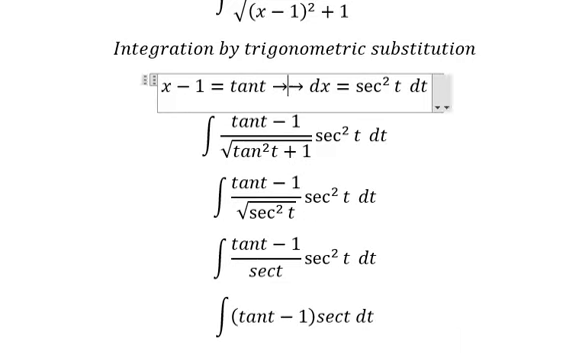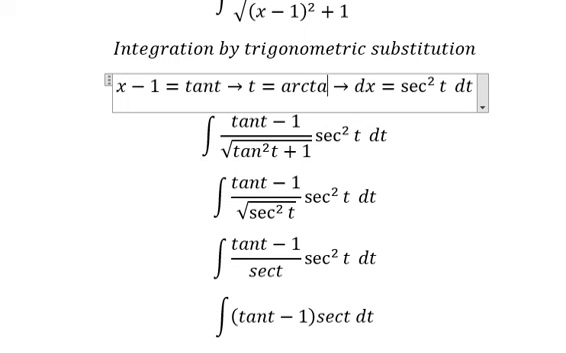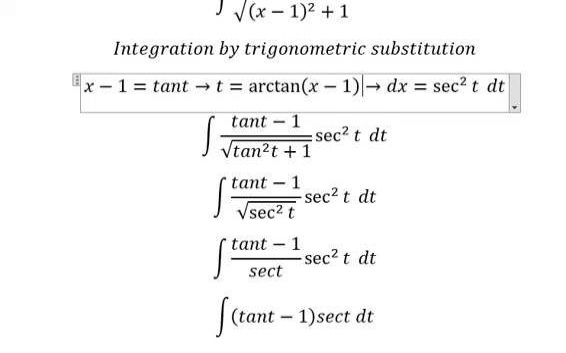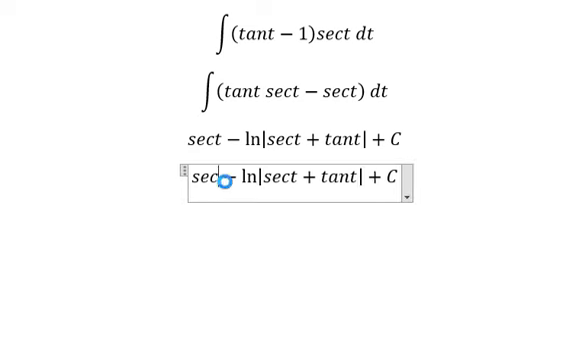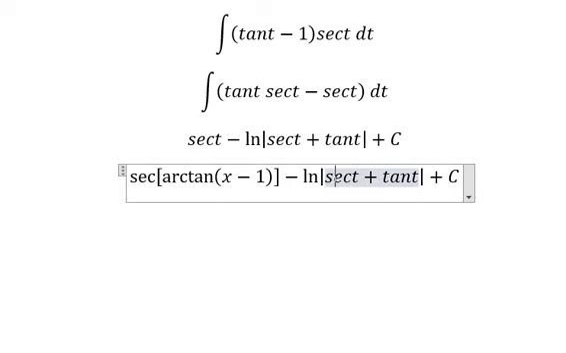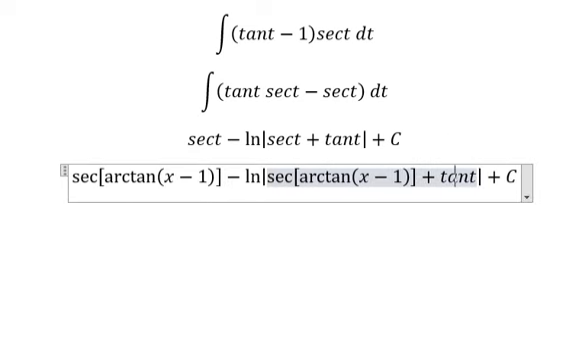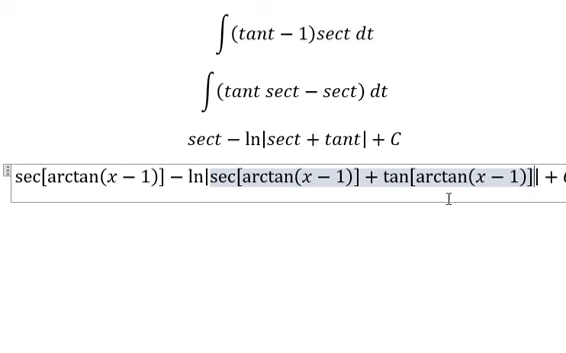So we have t equals arctan of (s minus 1). And now we need to change this one for t. So tan with arctan, we have s minus 1.